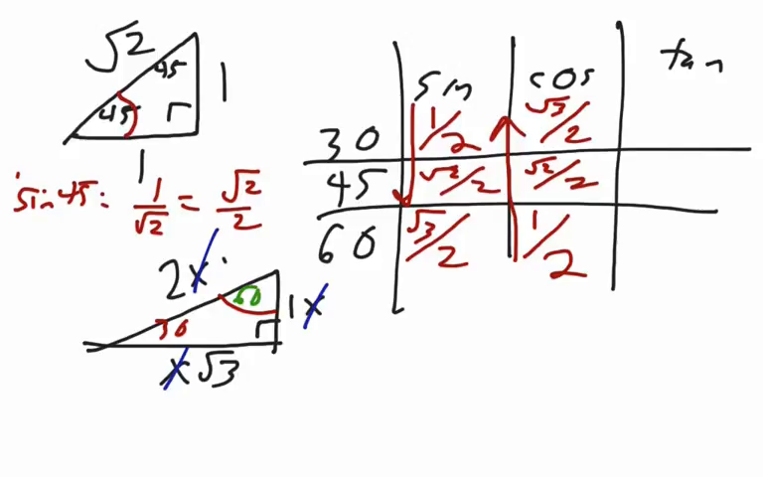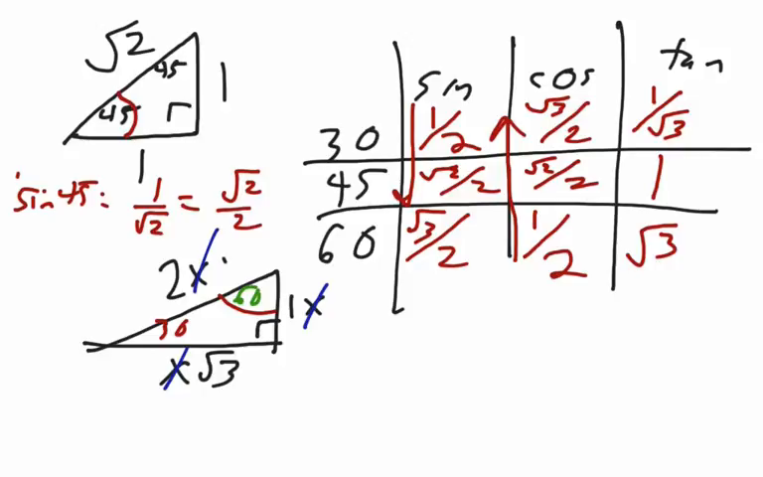And so for the tangent, all I'm going to do is follow what we had over here, 1 over the square root of 3. For 45, we got 1 over 1, which is just 1. And 60, we have the square root of 3 over 1, which is just the square root of 3.